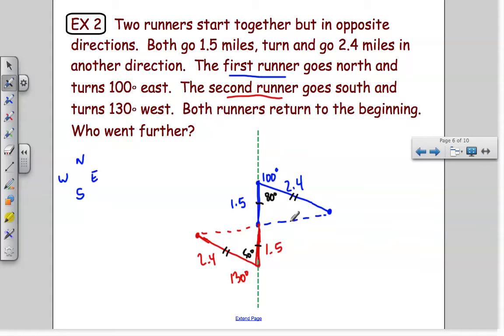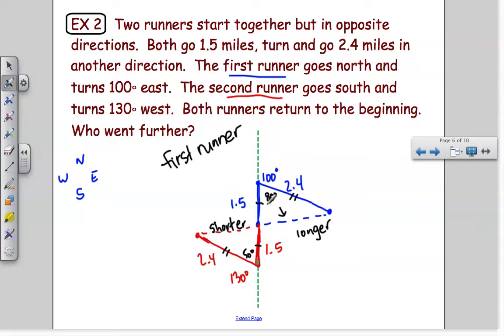So now the question is, which of these sides is longer? Well, we have two congruent sides, an angle of 80 and an angle of 50 in between. With an angle of 80 degrees, this side is longer than this side because the angle is smaller, so this would have to be shorter. Therefore, if this distance is longer because the angle between two congruent sides was greater, I know that the first runner went further. His last distance, he had to cover more ground.